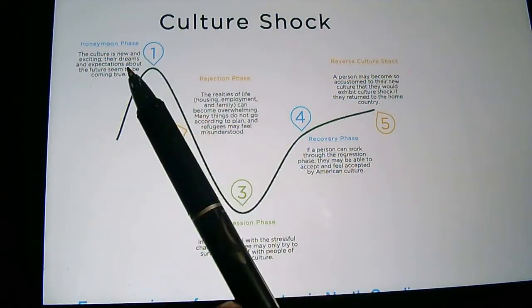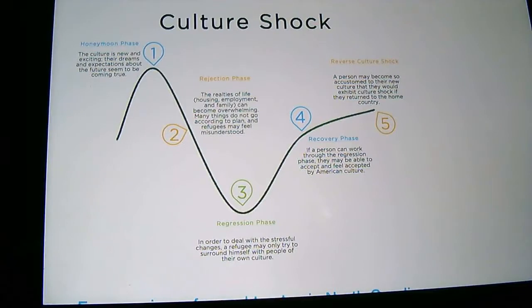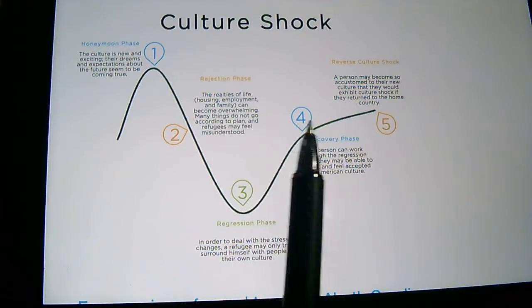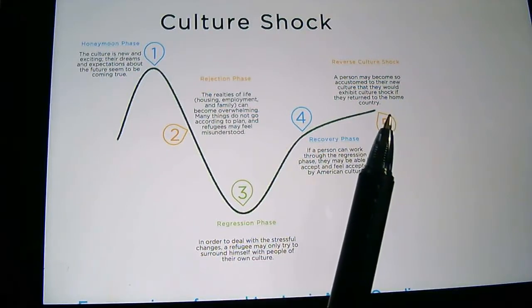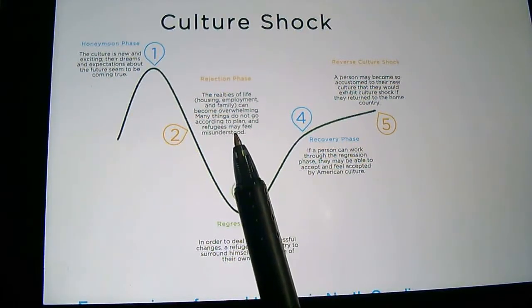We start at the honeymoon phase, and this is where we're in a new place, and it's exciting, and everything is great, and there's new people, and there are new experiences and new things to do. Then we hit the rejection phase. This is when the reality comes in. For adults, they now have to look for housing, they have to find a job, they have to also take care of this family while they're adjusting. It is very, very stressful. It can become very overwhelming.